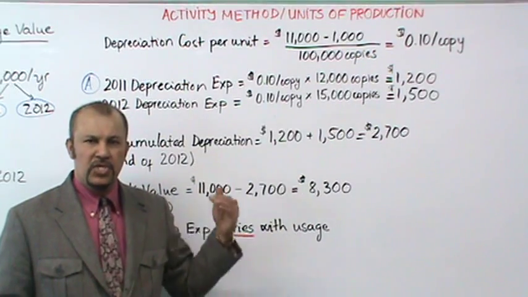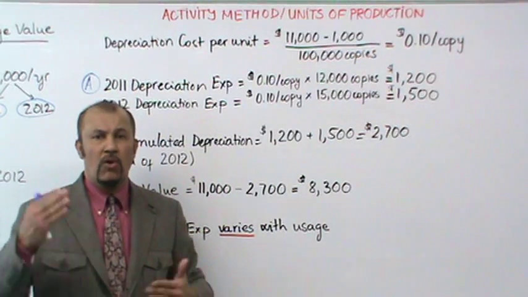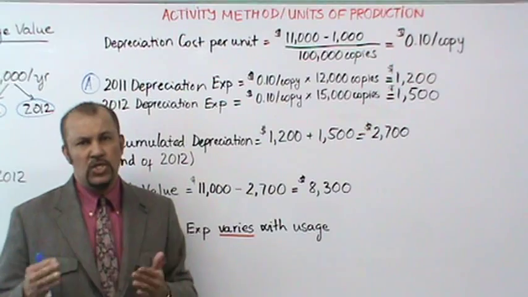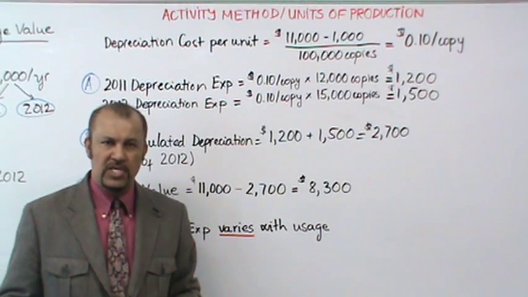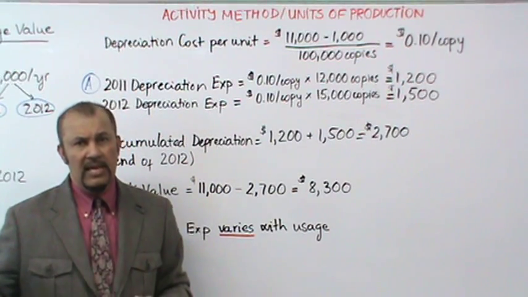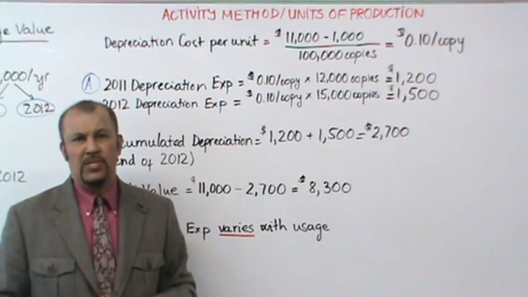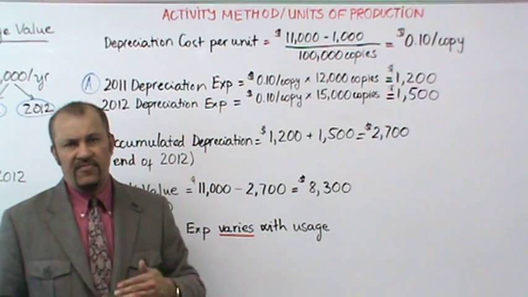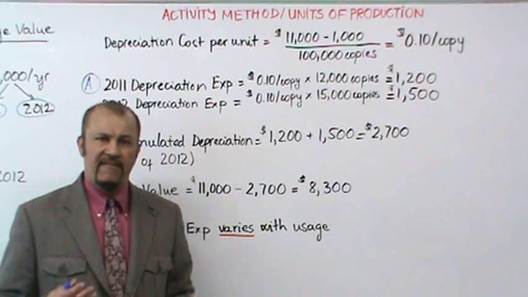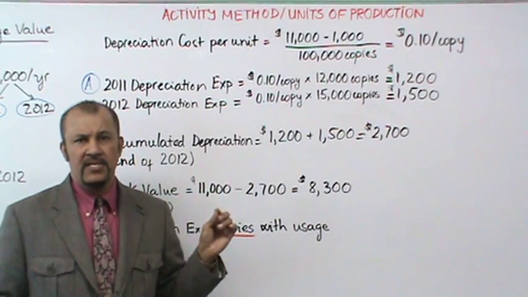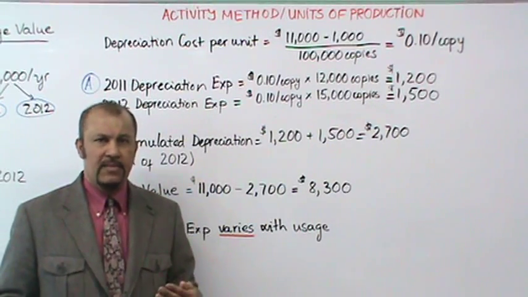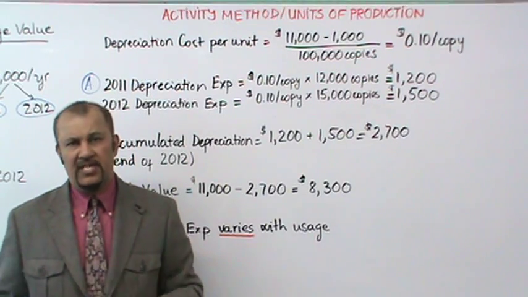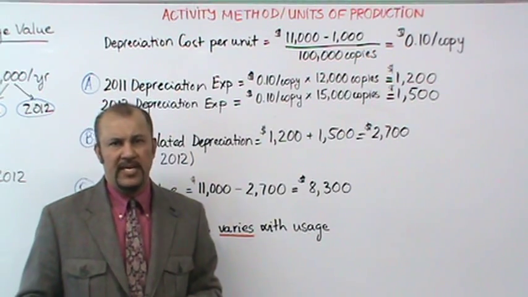Note, under this method, your depreciation expense may go up or may go down from year to year depending upon the usage. When you use your copier more in a given year, your depreciation expense would be higher that year, and vice versa if your usage drops the following year. This method reflects reality much better than any of the other methods that you will be studying.